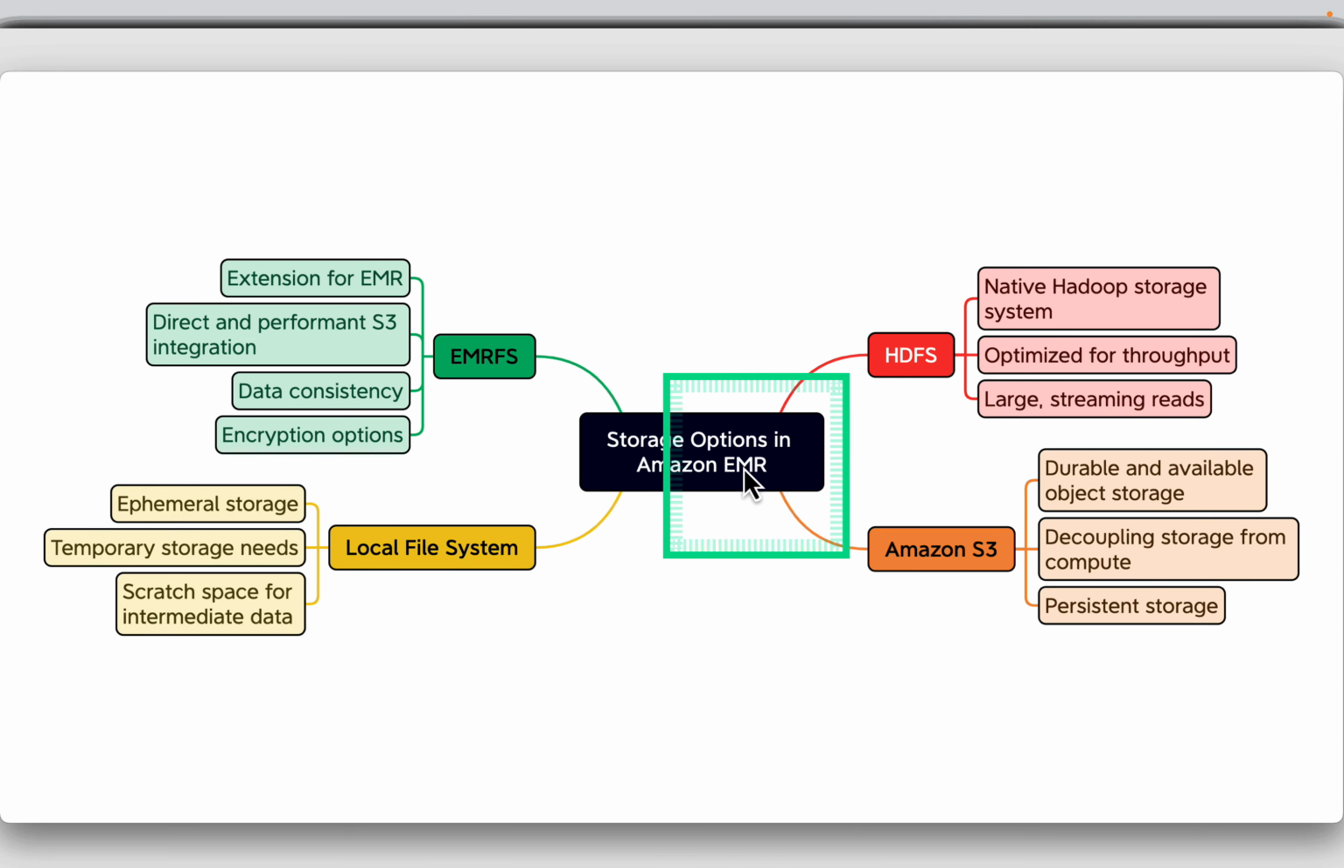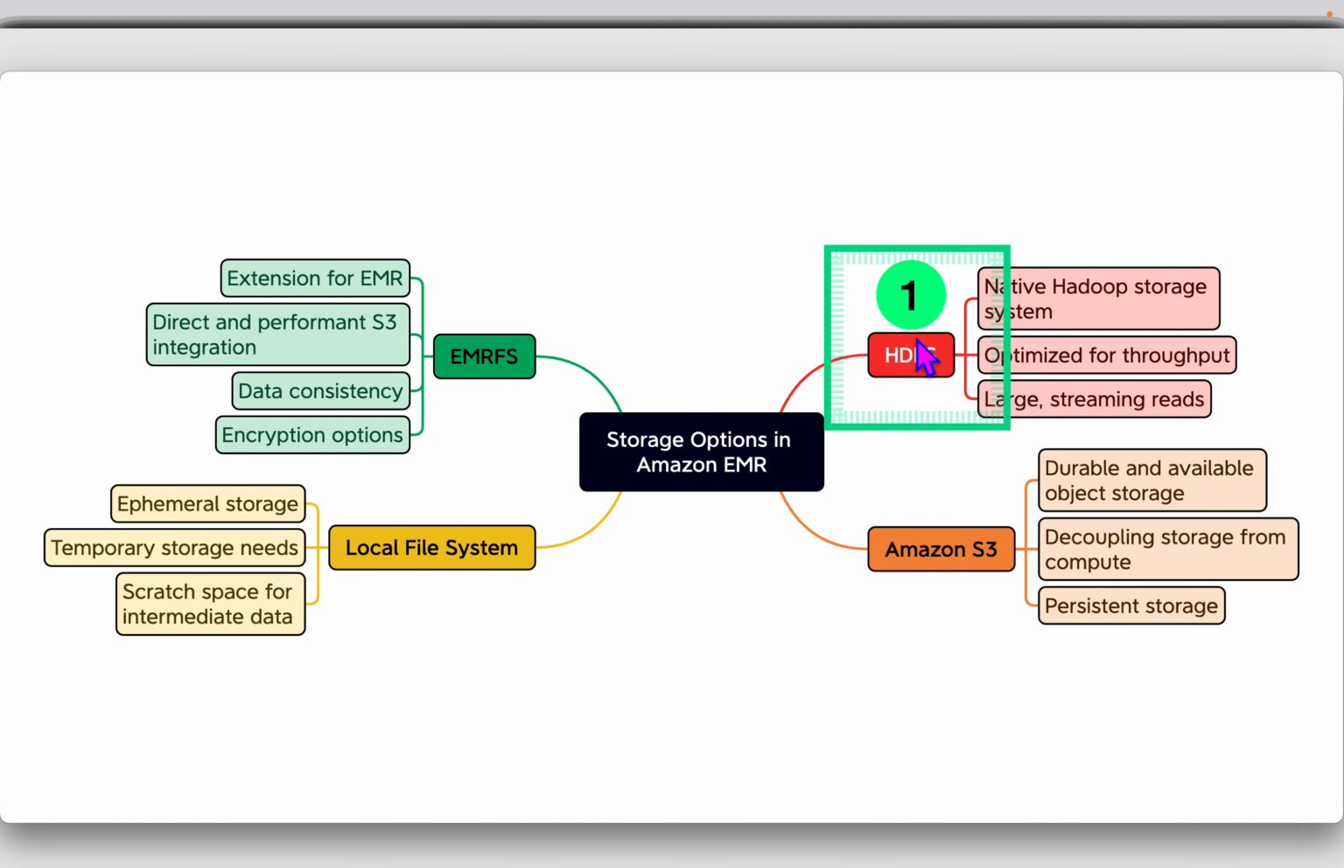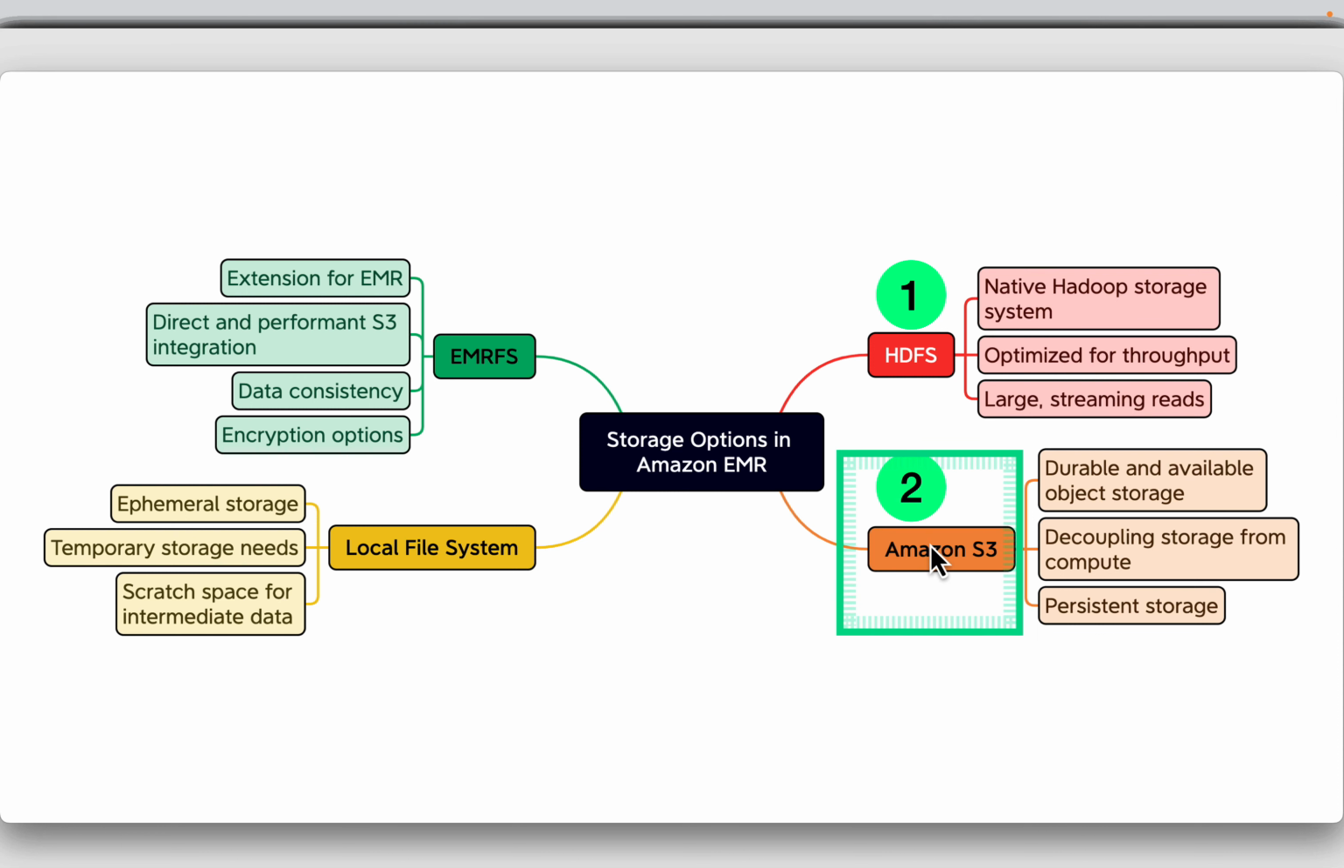Next is storage options in Amazon EMR. First is HDFS. HDFS is the native storage system designed to work seamlessly with Hadoop application. It is good for large streaming reads and is generally optimized for throughput rather than latency. Next is Amazon S3. So S3 offers highly durable and available object storage. It is often used for persistent storage beyond the life cycle of an EMR cluster. One of its primary advantages is decoupling storage from compute resources.